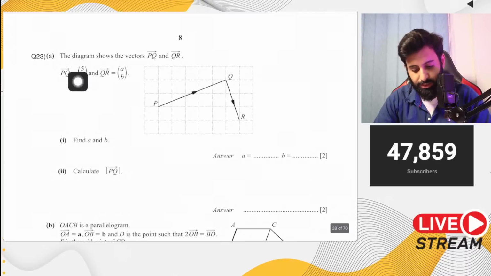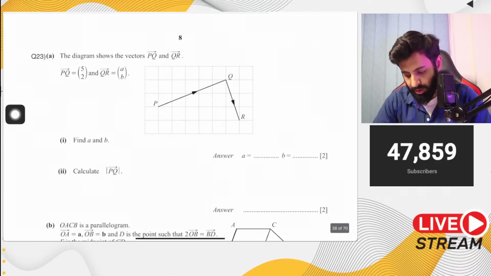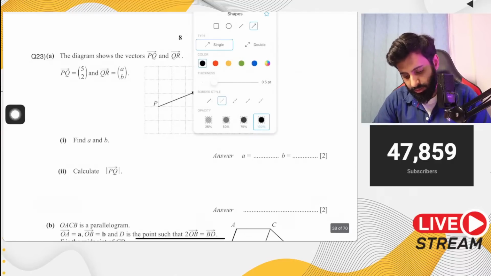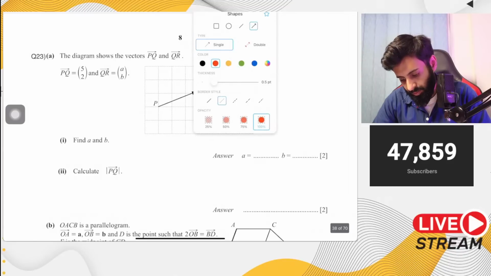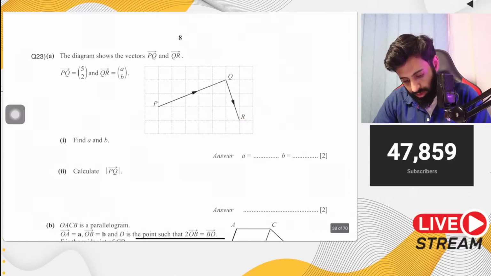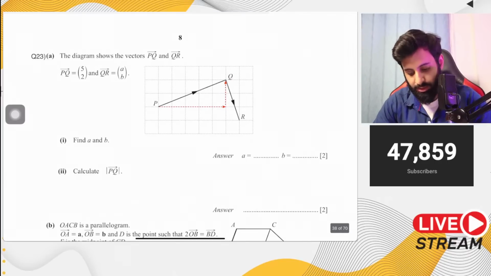The fact that you're given PQ and you're given a grid means that you can confirm what this 5, 2 basically means. This 5, 2 basically means that you're going how many units to the right? Let's count: 1, 2, 3, 4, 5. 5 units to the right and 2 units up. And hence the vector becomes 5, 2.